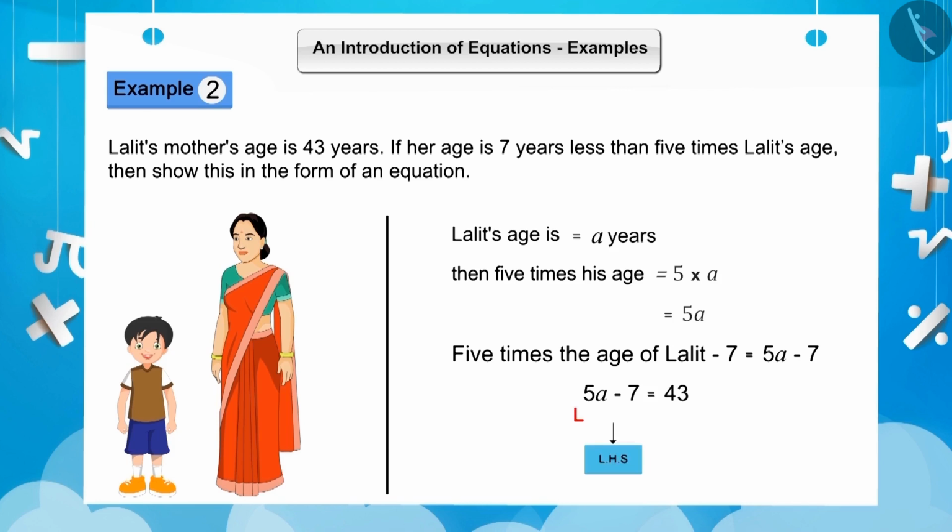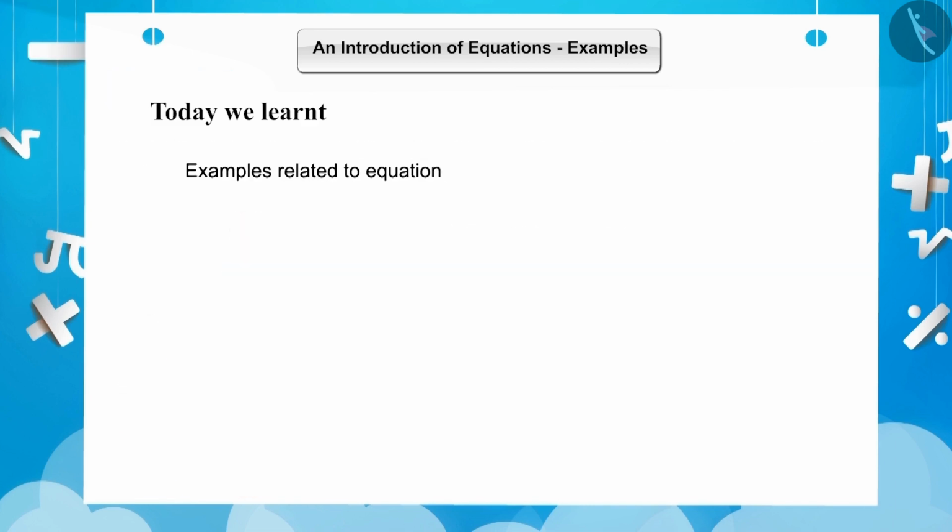In this equation, the expression 5A minus 7 is equal to 43. Solving this, we will find the age of Lalit. Today we learned examples related to equations. Hope you have understood these examples very well.